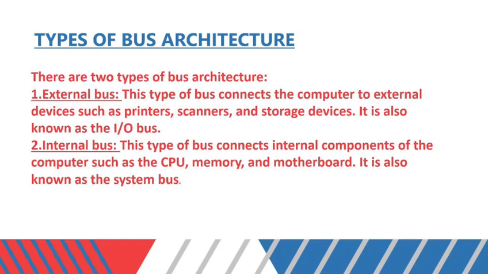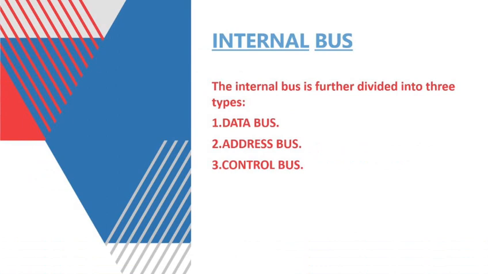Second is the internal bus. This type of bus connects internal components of a computer such as the CPU, memory and motherboard. It is also known as system bus. The internal bus is further divided into three types. First, data bus. This bus carries data between CPU and memory. Second, address bus. This bus carries memory addresses between the CPU and memory. Third, control bus. This bus carries control signals between the CPU and other components.